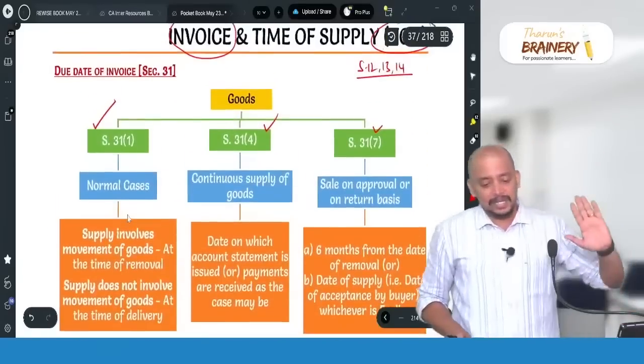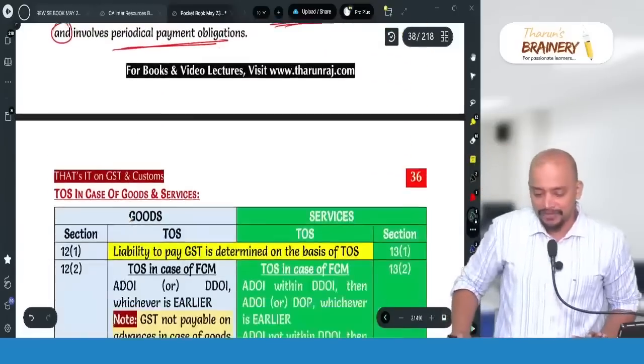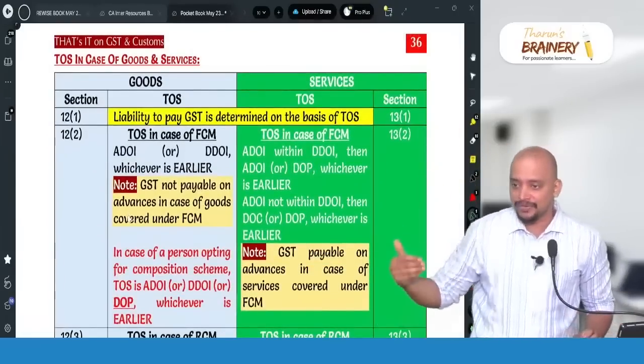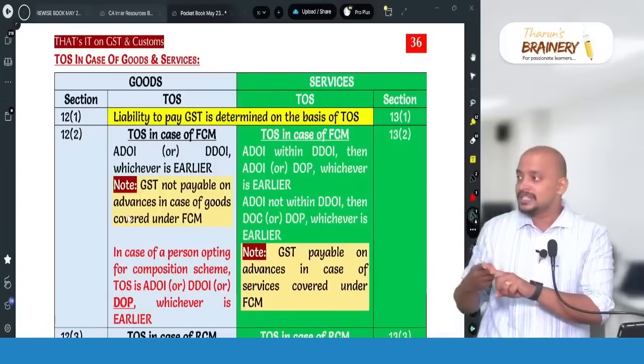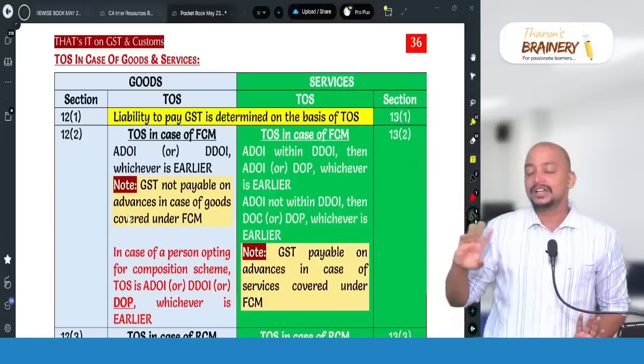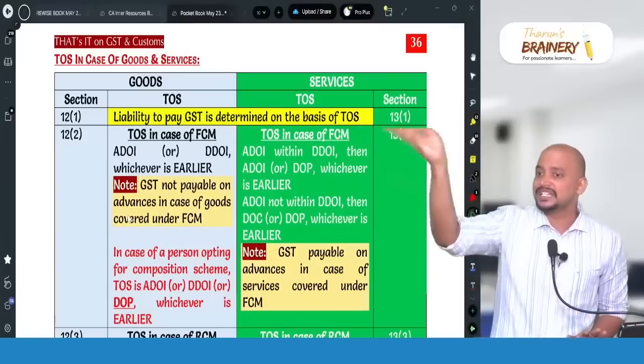These are the 6 subsections that we have with respect to due date of invoice under section 31, and subsection 3 is related to the general provisions. So 1, 4, 7 goods, 2, 5, 6 services, but subsection 3 is related to the general provisions for both goods and services, that we will see a little later.